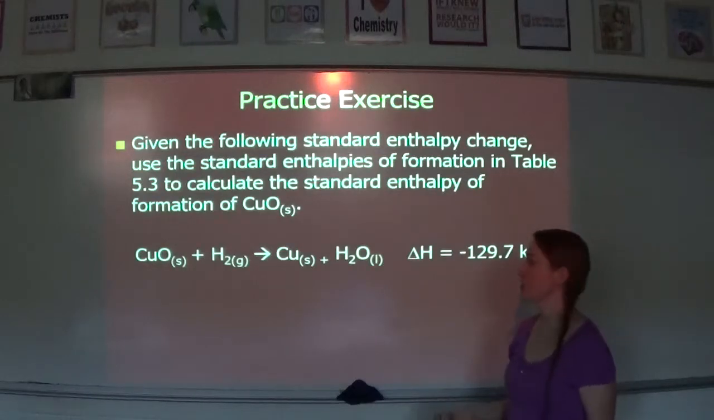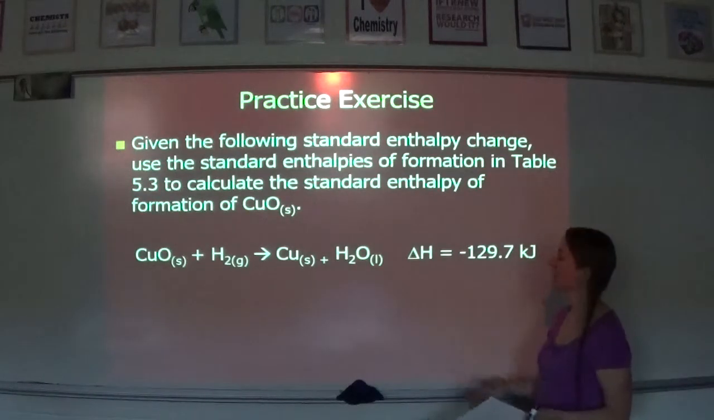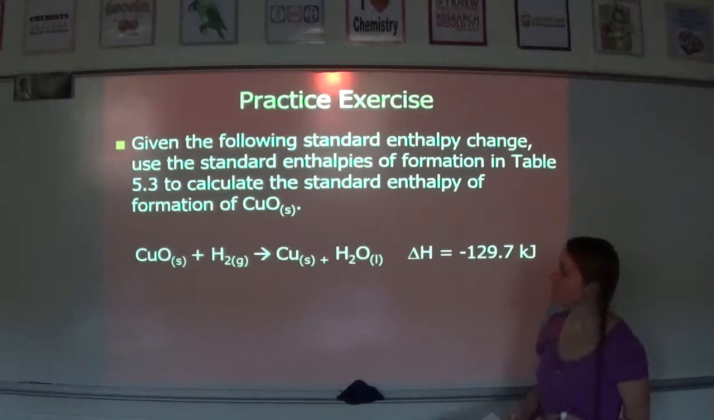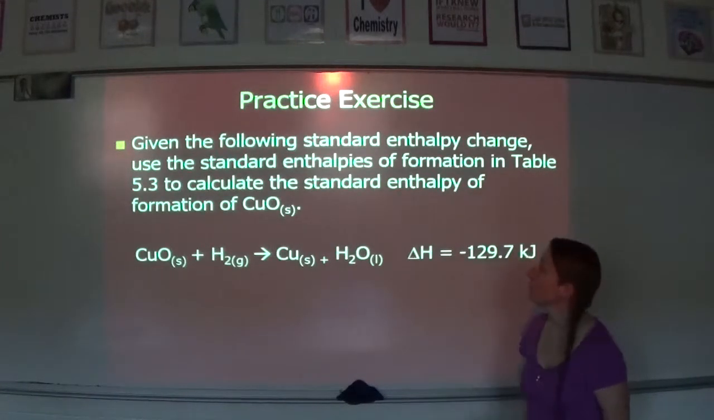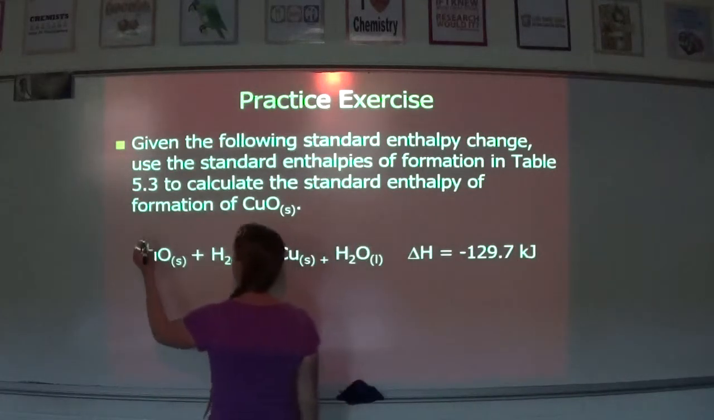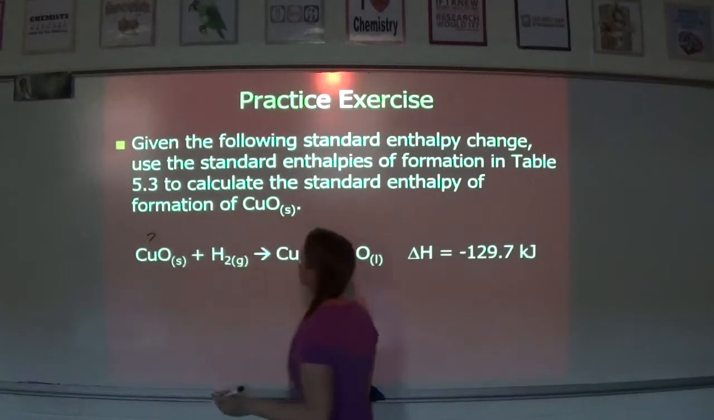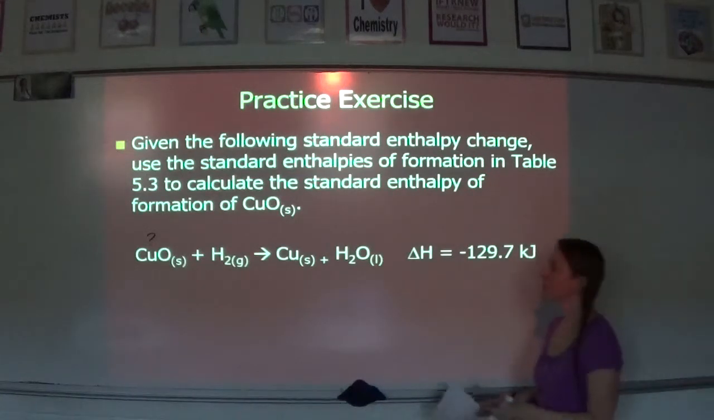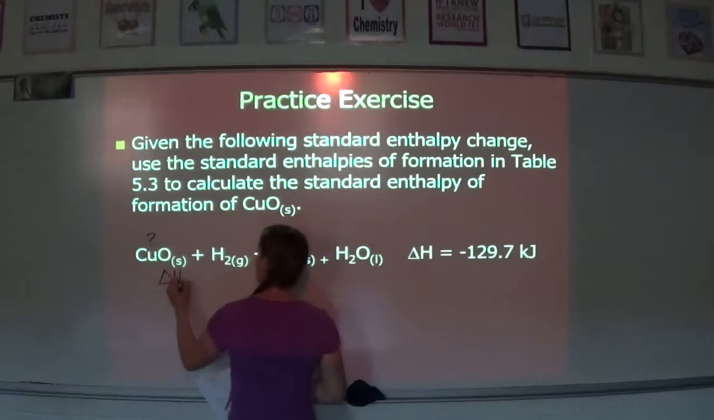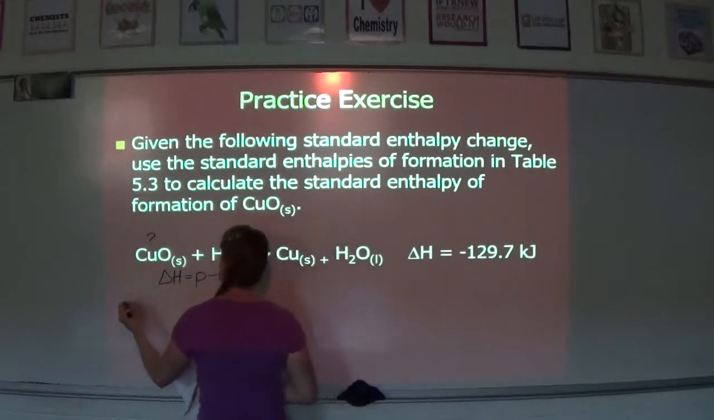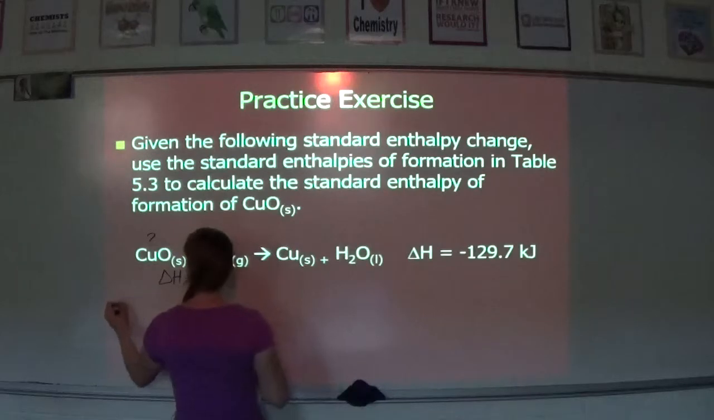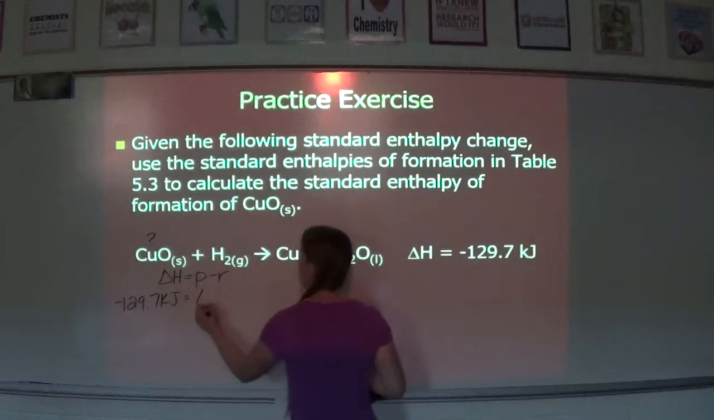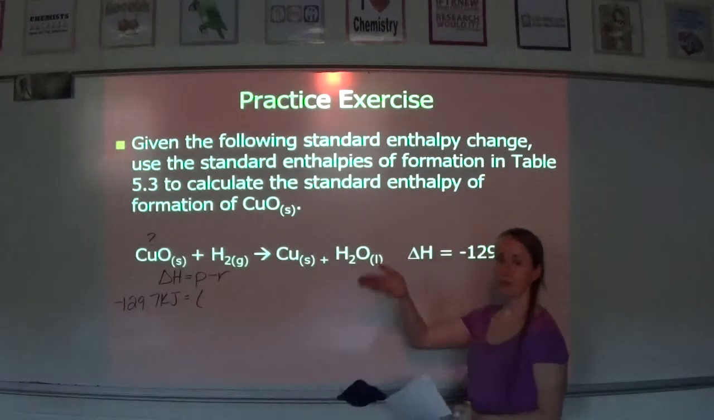So you try this one. So just pause it real quick, try it, and then we'll look at it together. So it says, given the following standard enthalpy change, use the standard enthalpies to calculate the standard enthalpy of CuO solid. So we're looking for CuO solid. Alright, so we know delta H equals products minus reactants, but this time we know delta H. It's negative 129.7 kilojoules. Alright, and that equals our products minus our reactants.